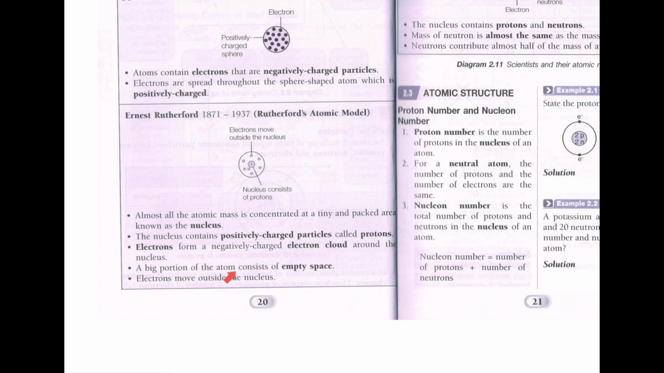A big portion of the atom consists of empty space. That means the nucleus is just a small little part of the whole atom with matter, with things inside there, and the surrounding is quite empty and quite big, and it is just occupied with some small little electrons. So electrons move outside the nucleus. So just remember the pictures. Okay, now let's move on.